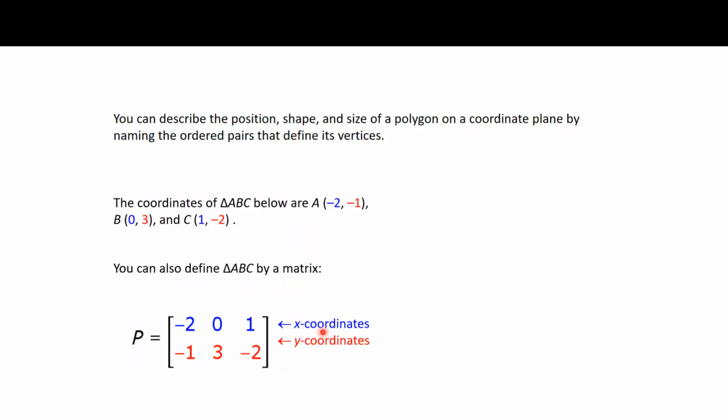Notice they put the x coordinates on the top of our matrix. We have a -2, a 0, and a 1. And then for the y's, we have our 1, a 3, and a -2. Notice that they pair up with each other. The x and y, -2 and 1, stay together. The 0, 3 stays together, and the 1, -2 stays together.